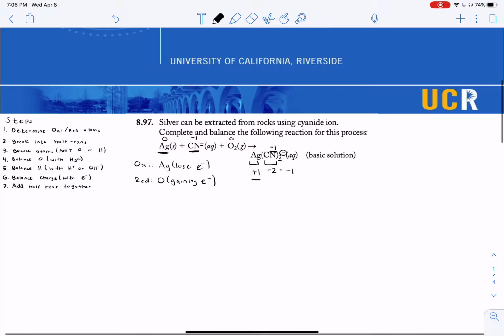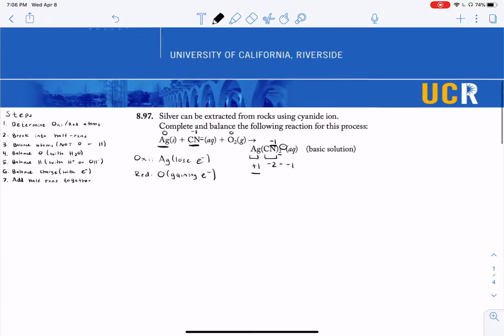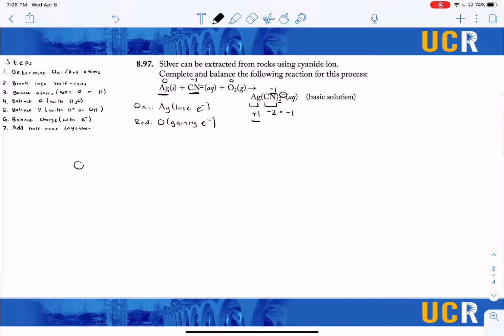Okay, awesome. Now we want to break up the reaction into the half reactions. So we have oxidized, and then reduced. The oxidized, that's going to be Ag plus CN minus, creating Ag(CN)2 minus.